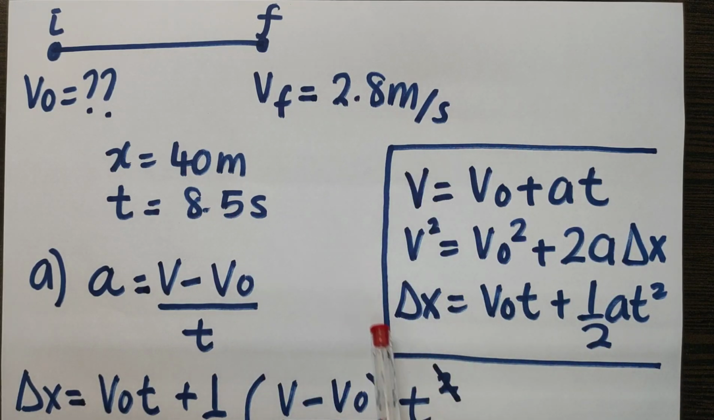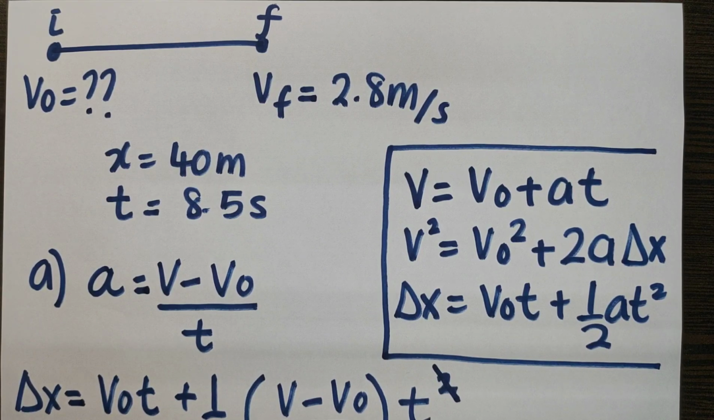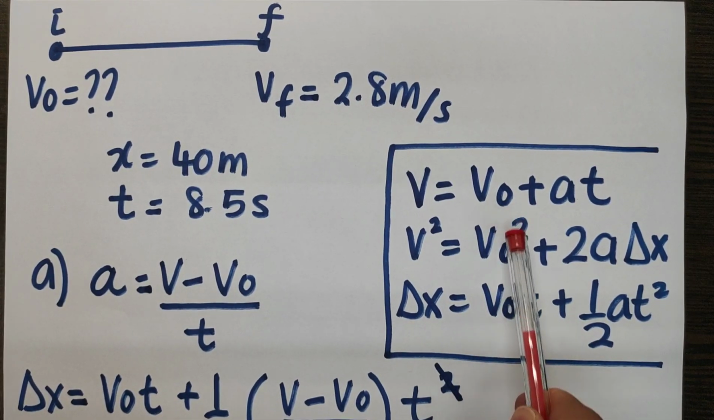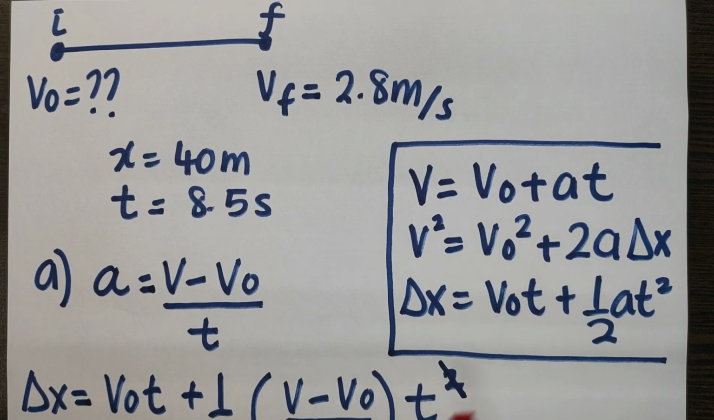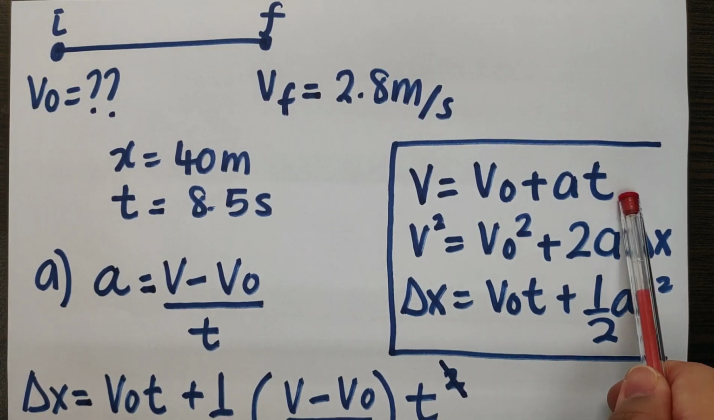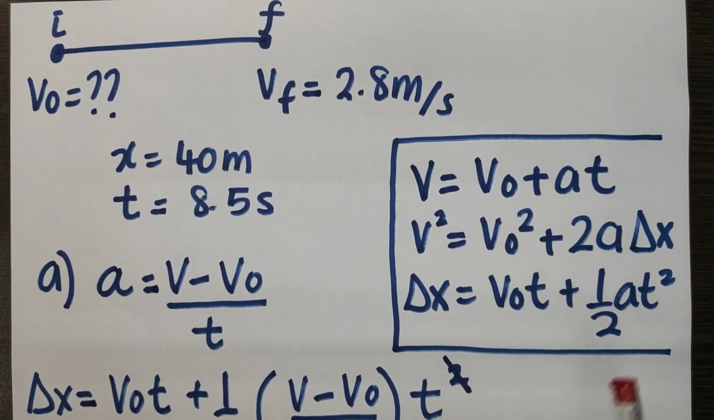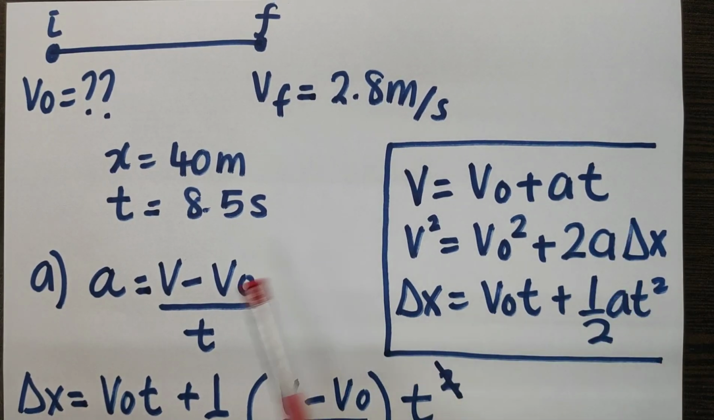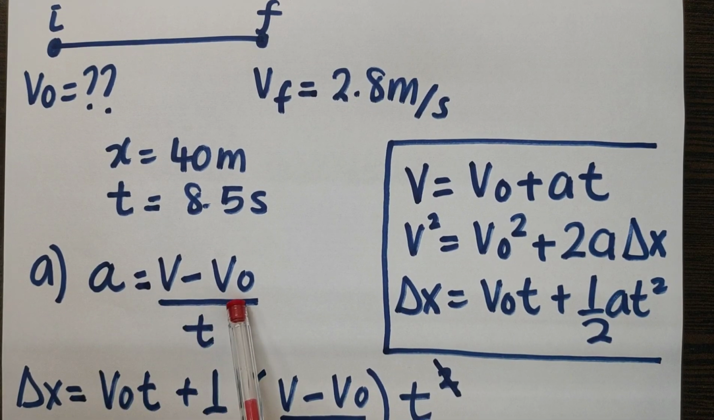Now let's recall our kinematic equations. In order to choose the equation, v naught is in all the equations. But in order to use any equation, we need to have acceleration, which is not given. Therefore, we need to use two equations to find v naught. Select equation number 1 and equation number 3. From equation number 1, a is equal to v minus v naught over t.